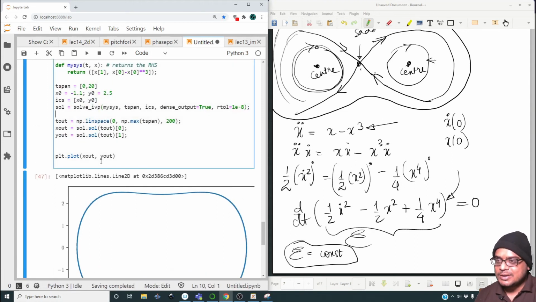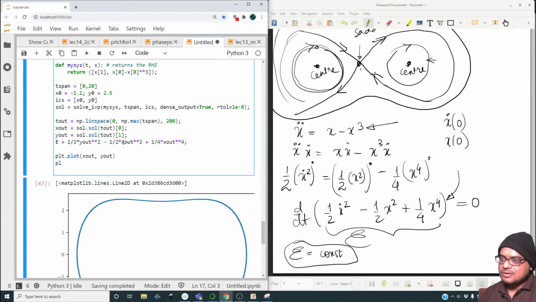Okay, so now let me create a new variable called E, and that will be this energy equation that we have, not the equation but the expression for the energy. So it is half times y out squared minus half times x out squared plus 1/4 times x out to the power 4. Alright, we've seen the trajectory. Let me show you how energy looks like.